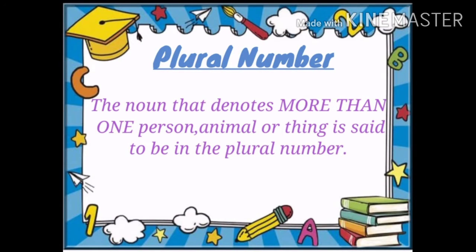Moving further, now let's know what plural number is. The noun that denotes more than one person, animal or thing is said to be in the plural number. So all those naming words or nouns which denote more than one person, place, animal or thing are said to be in plural number. Plural means more than one. Singular means only one and plural means more than one.